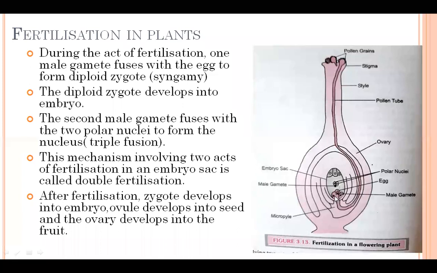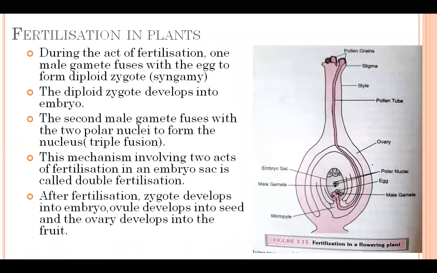So one of the male gametes is fusing with the egg cell here. That process is called syngamy, and the other male gamete is fusing with the two polar nuclei, and this process is called triple fusion. So both these processes, triple fusion along with syngamy, are termed as double fertilization. Simple, nothing to be worried of.